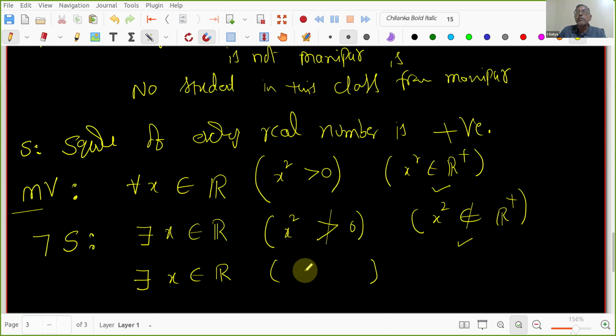Nidhi? Yes, sir. X square not greater than 0, how can you write? If x square is not greater than 0, what can happen? X square is? No problem. That's okay. Jaslin? Sir, x square is less than or equal to 0. Very good. Less than or equal to 0. I hope Nidhi also knows it. Okay. X square is less than or equal to 0.